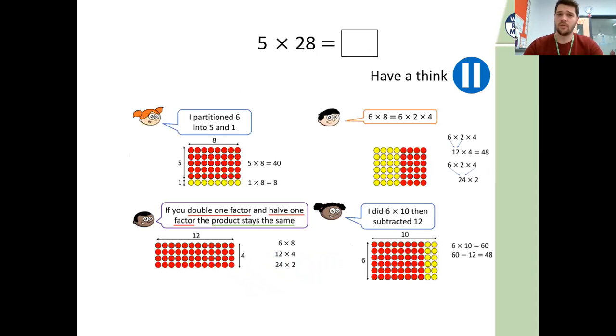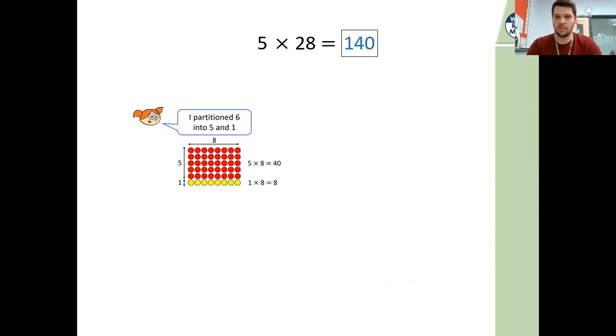Same again for 5 times 28. Lots of different methods. See if you can maybe pause the video and just use one of those methods. 28 is quite close to 30. It's entirely up to you what you do here. I'm going to carry on going through. So we have the answer.